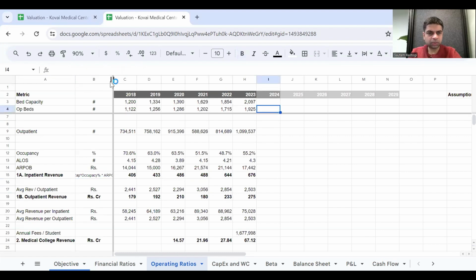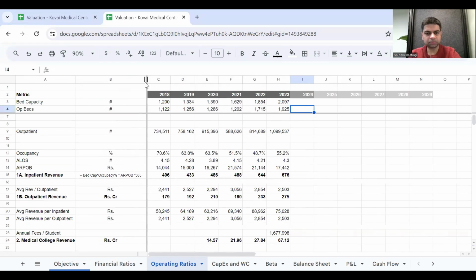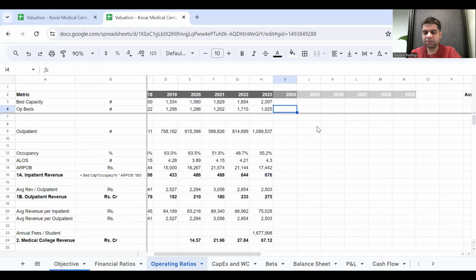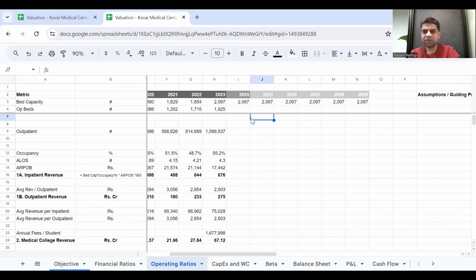Let me first increase the sheet so that the formula is visible. Okay. So we are assuming the same number of beds, not assuming any capacity expansion unless it is explicitly communicated. And one thing more: I said we will project revenue out for 5 years, but there is an additional year, 2024. That's because the results for FY 2024 are obviously not out yet, because we are doing this in January.